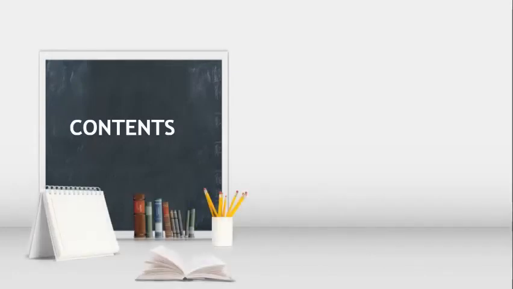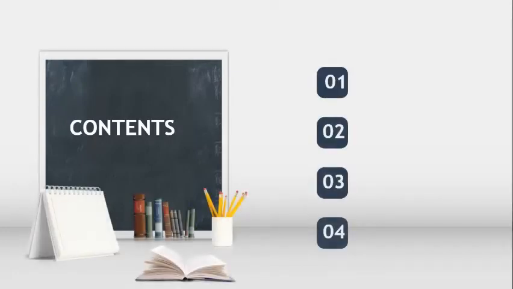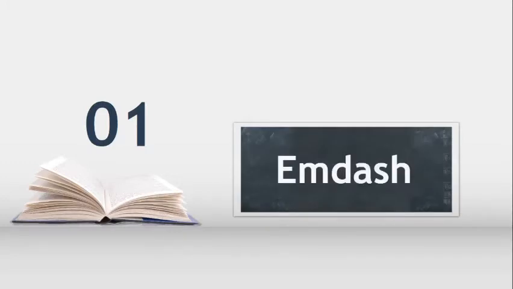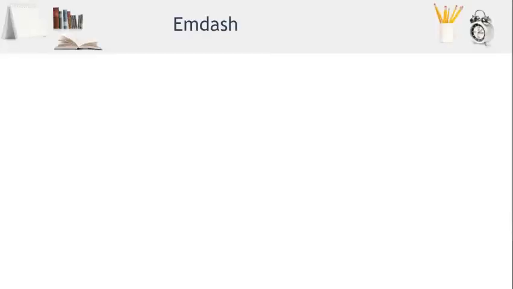Let's start. What are the contents of this video, of this subject of ours? We have the M dash, colon, parenthesis, and semicolon. So, let's start with number one, which is the M dash. And what is an M dash?